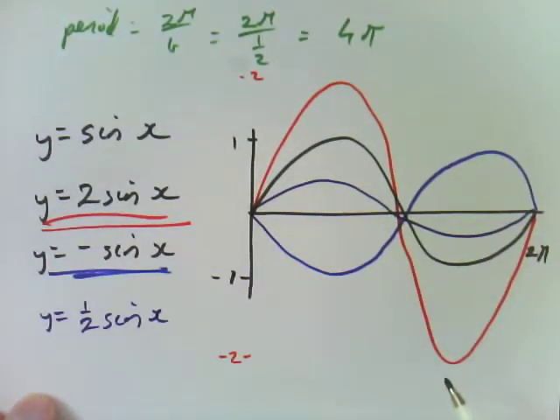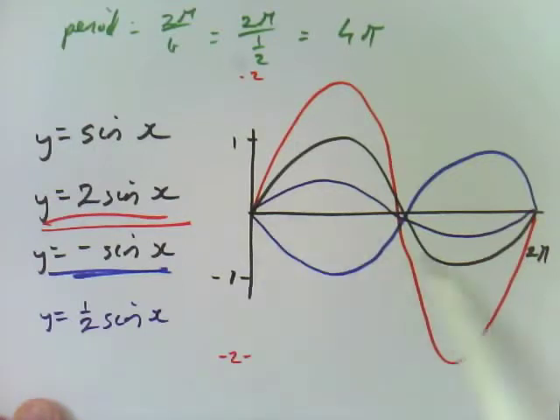How come the blue one isn't negative? Which blue one? This purple one. Okay, that's a half sine x. Oh, sorry, I did that backwards. I should have done that a different way. So that's actually half sine x.